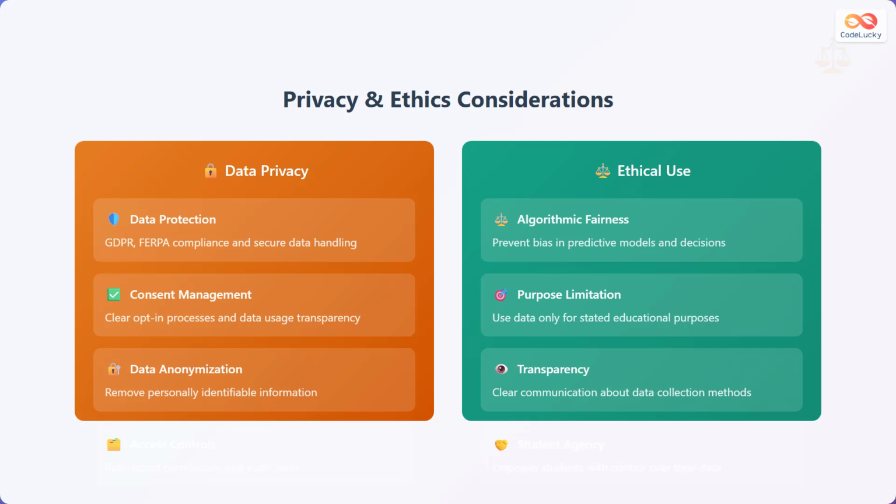It's important to discuss privacy and ethics considerations. For data privacy, some important factors are data protection, consent management, data anonymization, and access controls. For ethical use, it's important to consider algorithmic fairness, purpose limitation, transparency, and student agency.